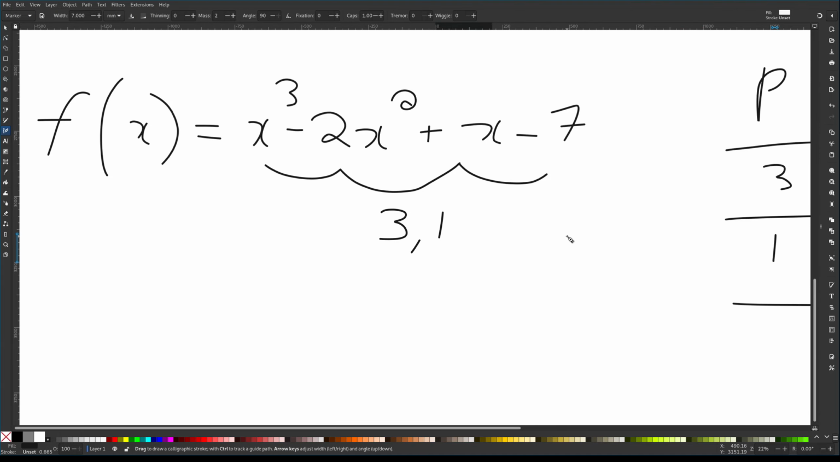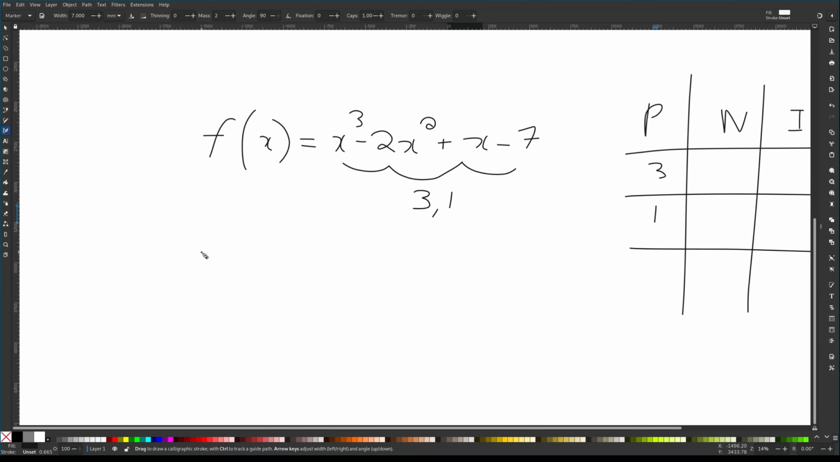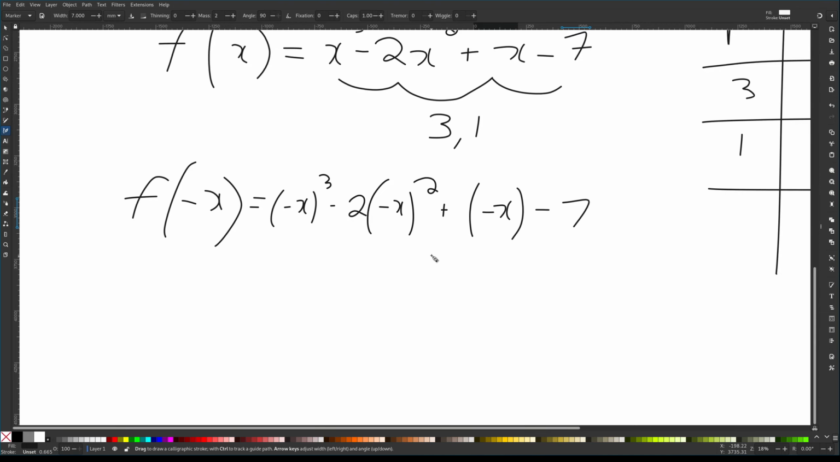Let's continue. Now for negative zeros. For negative zeros, we're just going to do f of negative x and apply the same rule. So let's plug that into here. That's going to be negative x cubed minus 2 of negative x squared plus negative x minus 7. So every instance of x we see, we put in parentheses and put in negative x.